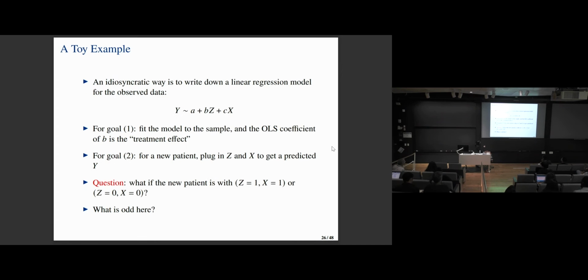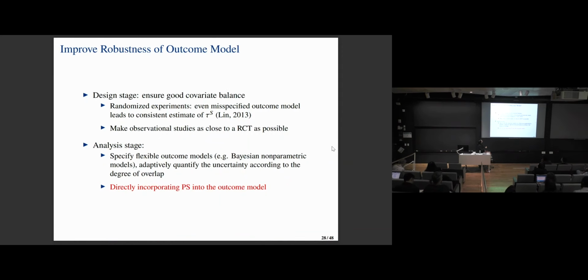I have a toy example to create a case where you have a complete separation of the treatment group and control group, and then things are really complicated. I don't have time to talk about that, but I'll give you five minutes.